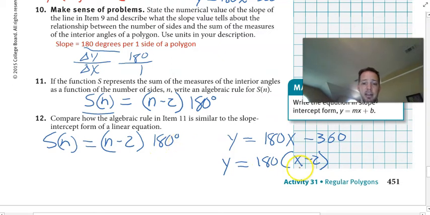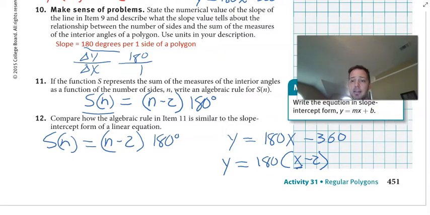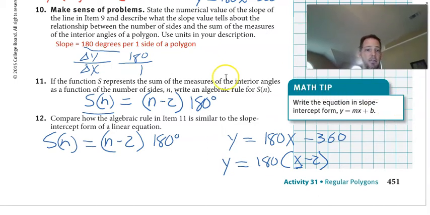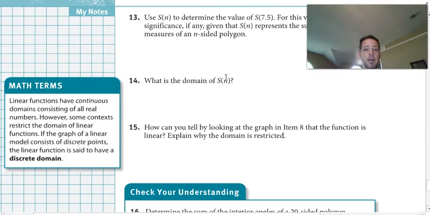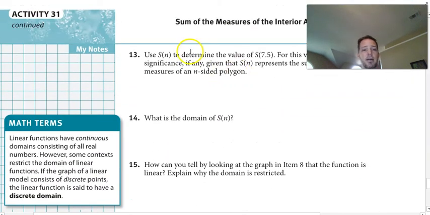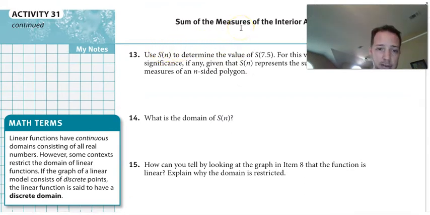But if x is the number of sides, you subtract 2 and then multiply by 180. They're the exact same thing. So it's the same equation with just 180 factored out of there. All right, moving down to the last section of this lesson. It says use this rule we came up with, s of n, to determine the value of s of 7.5.